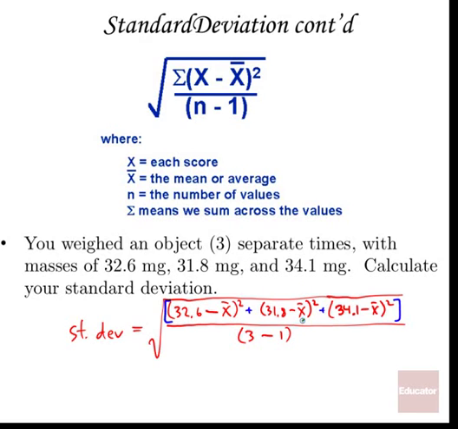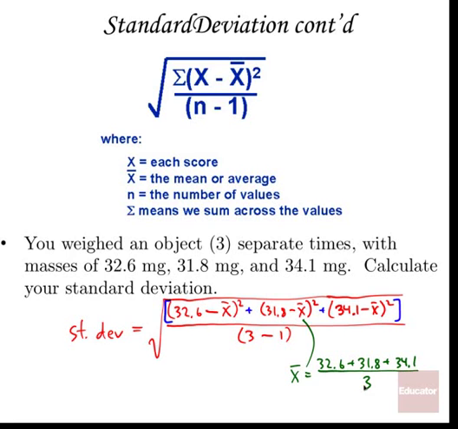Okay, so x bar is just your average of the 3 values. So that's just going to be 32.6 plus 31.8 plus 34.1, and all of that divided by 3, giving you your average score. And that's standard deviation.